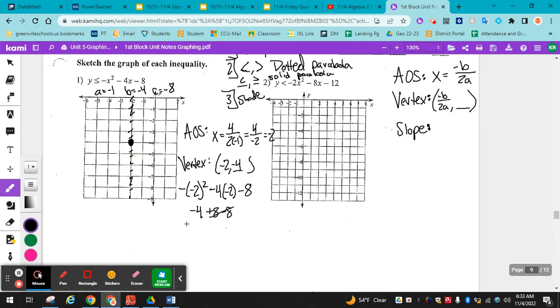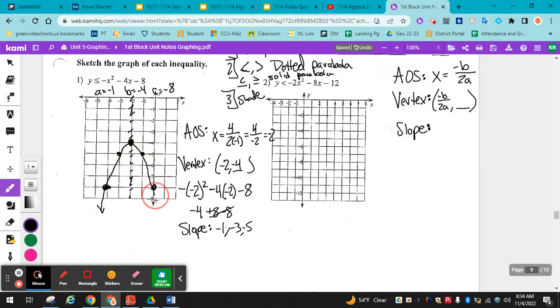It's opening down with a slope. A is 1, so -1, -3, -5. So down 1, right 1, reflect that. Down 3, right 1, reflect that. This is less than or equal to, so we're going to do a solid line.